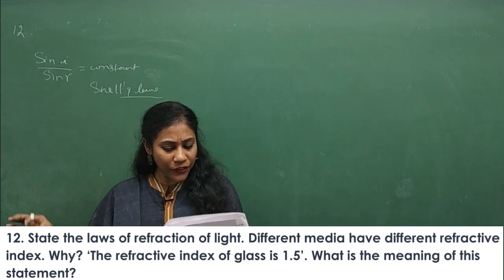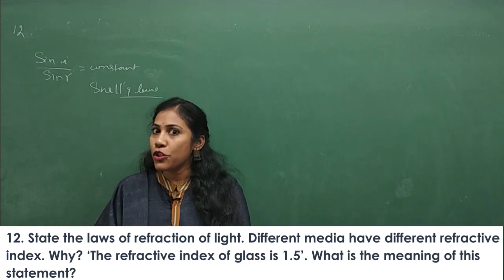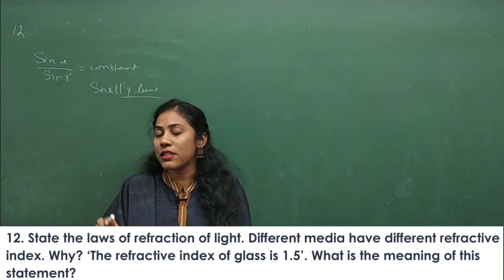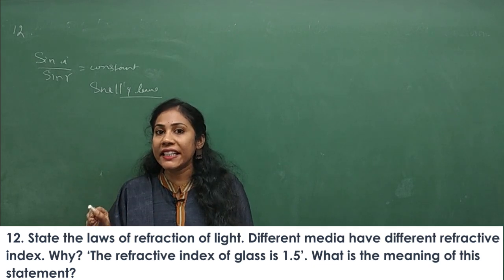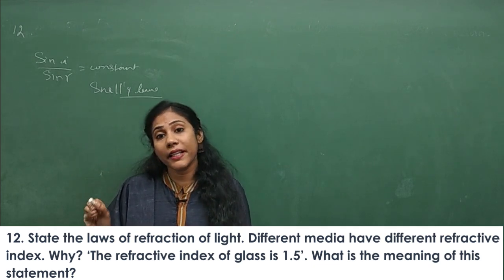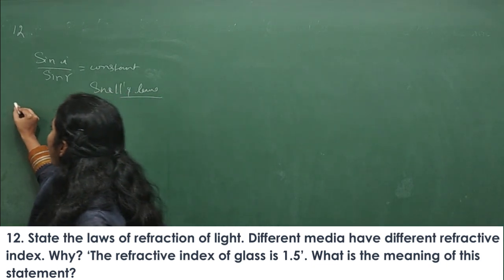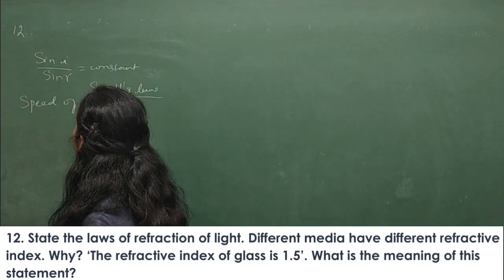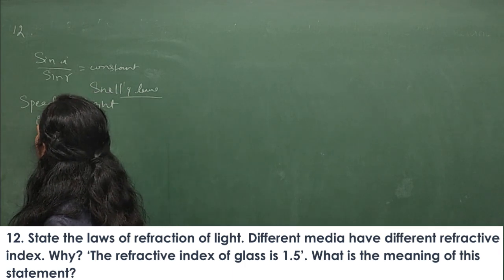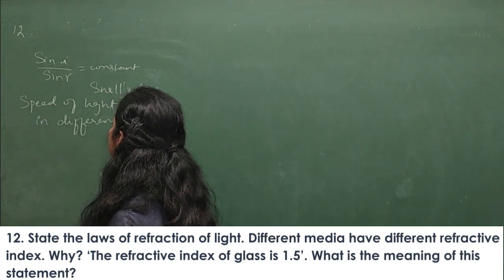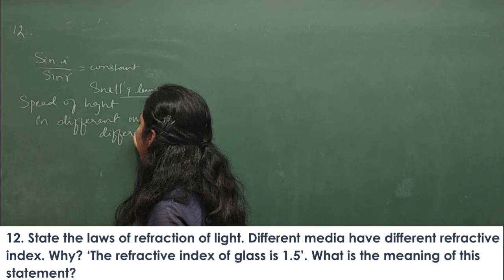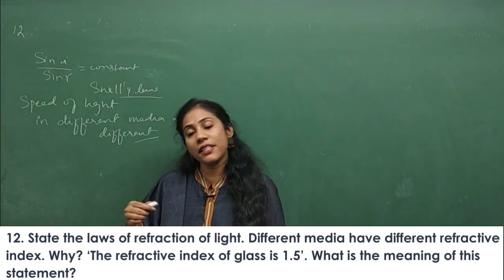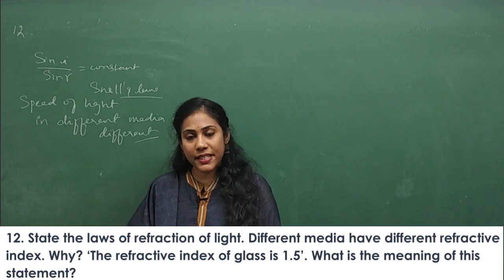Different media have different refractive index. Why? So why do different media have different refractive index? Because the speed of light in different media is different. So what is the answer you will give here? Speed of light in different media is different, isn't it? So that is the reason different media have different refractive index, isn't it?